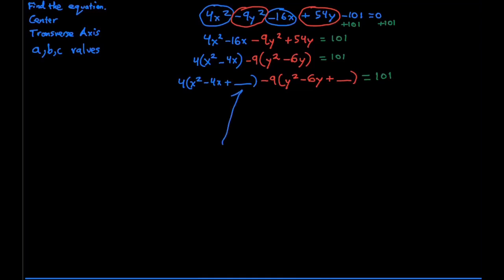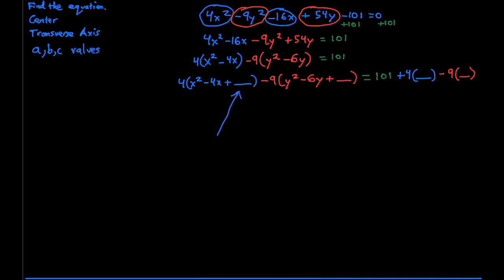So since we introduced this plus blank inside of the parentheses, which is being multiplied by a 4, we have to do that to the other side as well. We have to put a plus blank, it'll be inside parentheses, and there will be a 4 on the outside. And then the same thing happens with the y term. This one, you'll put the negative 9 on the outside of the parentheses. Inside, you'll have the blank.